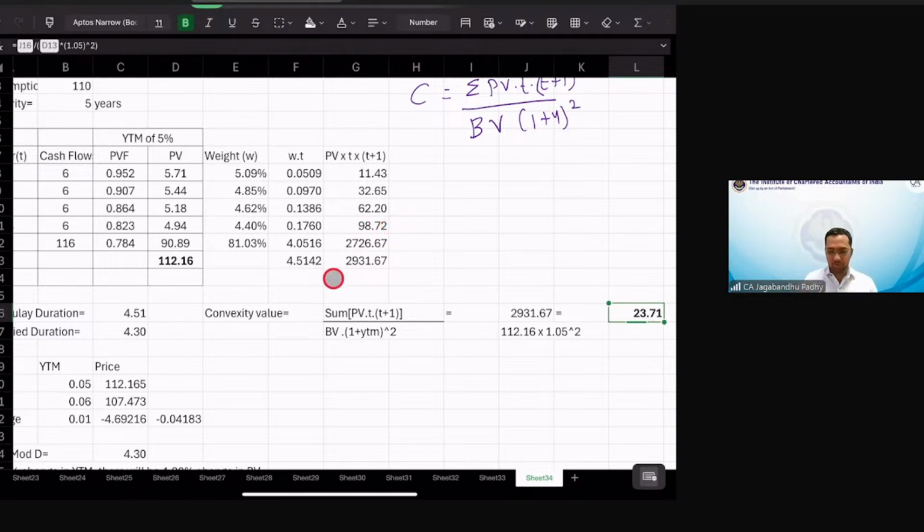So if you look at the procedure, what we need to do is we just need to add one more column over here, which is PV into T plus 1. Then simply divide that with the bond value with 1 plus YTM square. So that's 23.71. It's a convexity. So 23.71 is the convexity that we have.